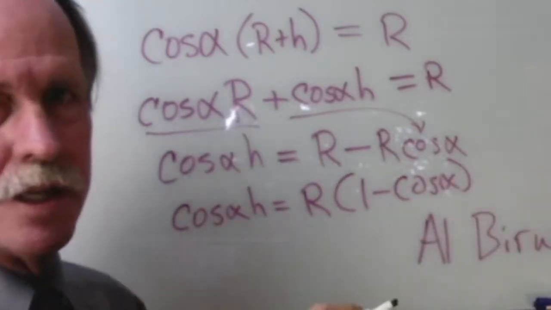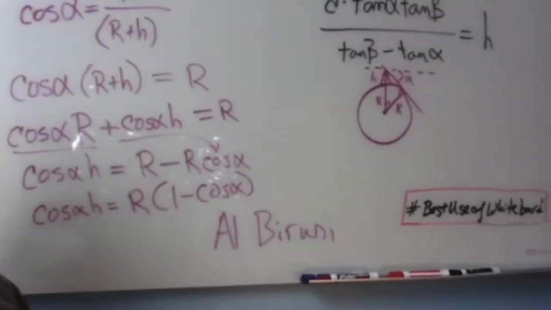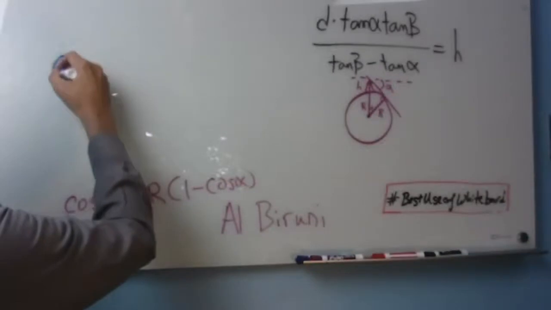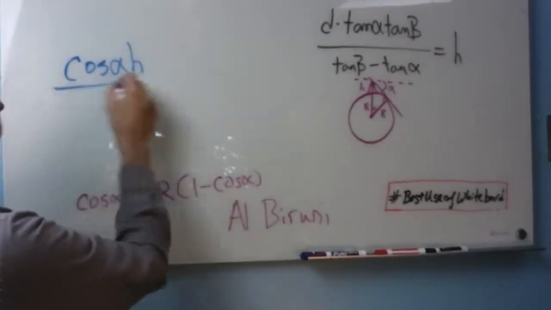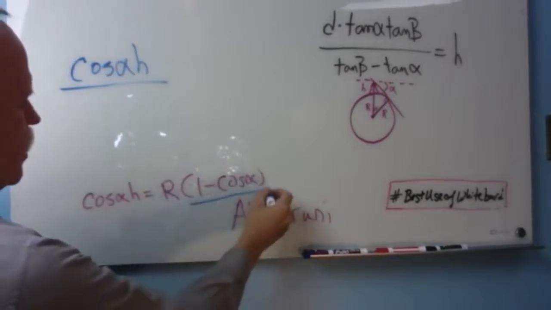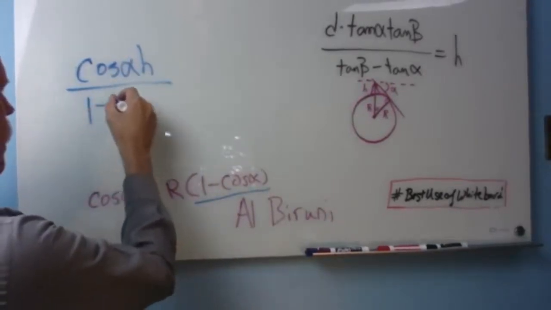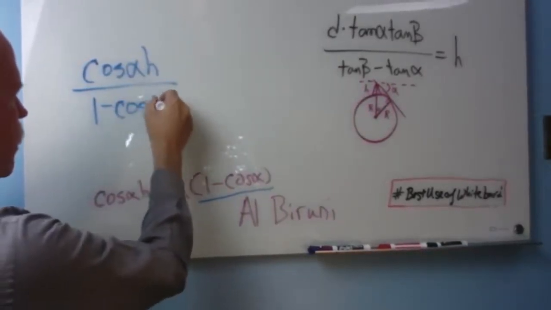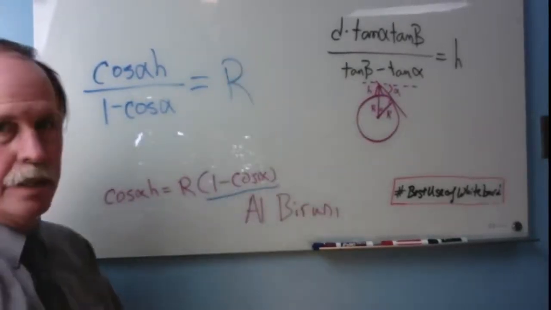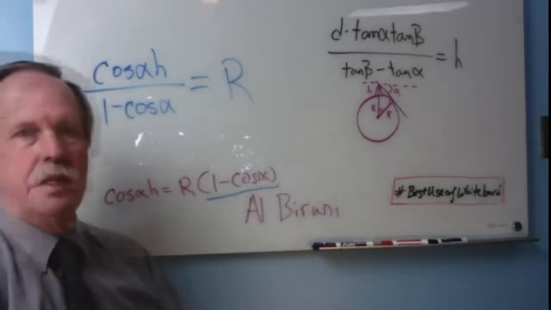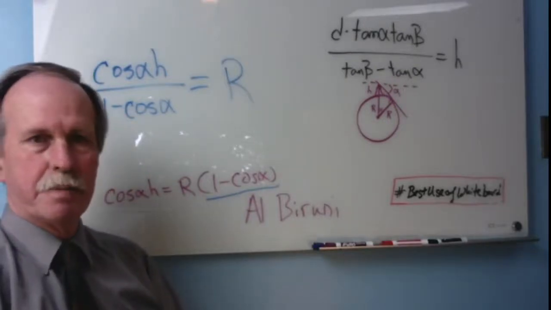Now the solution to this will be quite simple. Let's write the solution together. So cosine alpha h divided by this term right here, 1 minus cosine alpha, equals r. And that's really all there is to it. It's a very straightforward algebraic expression.